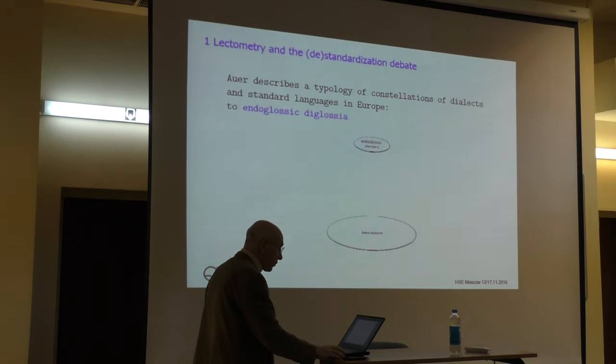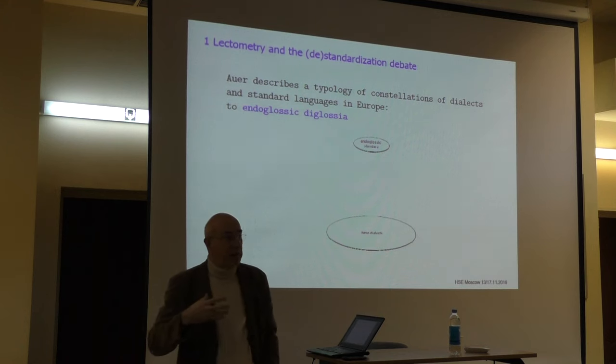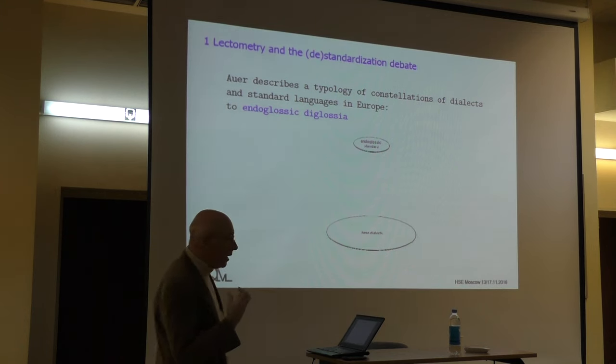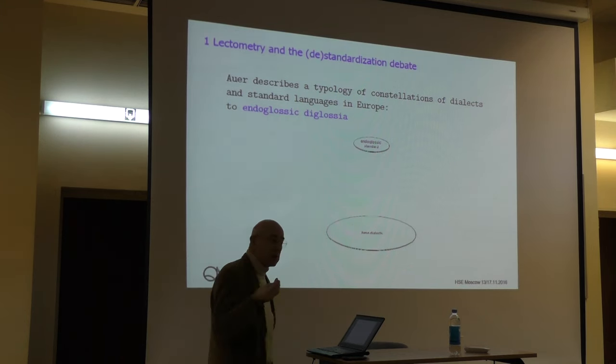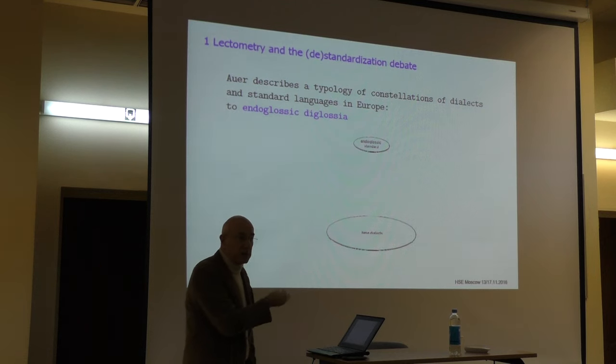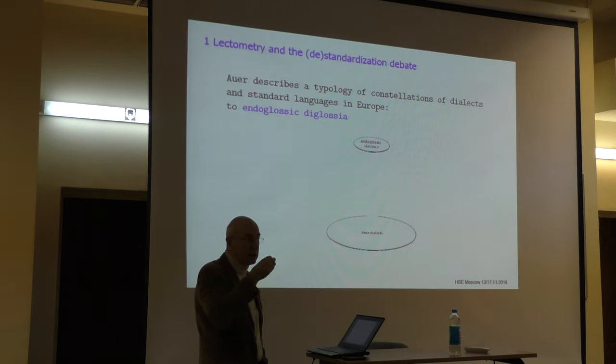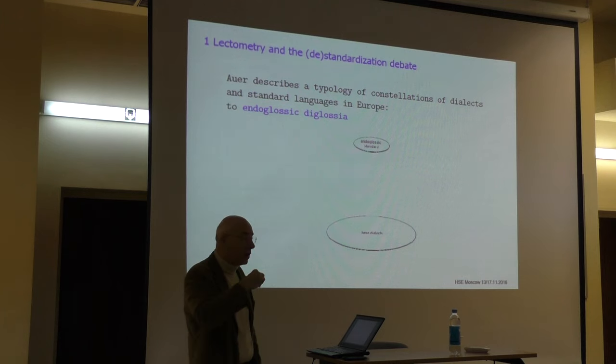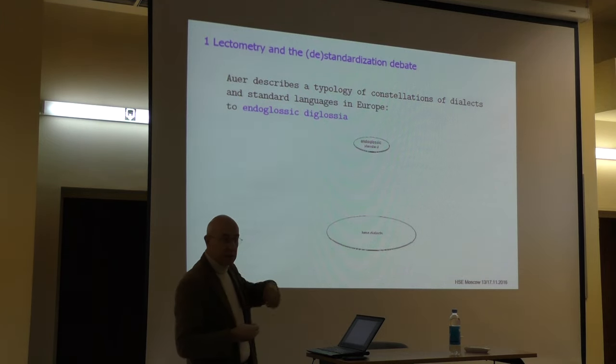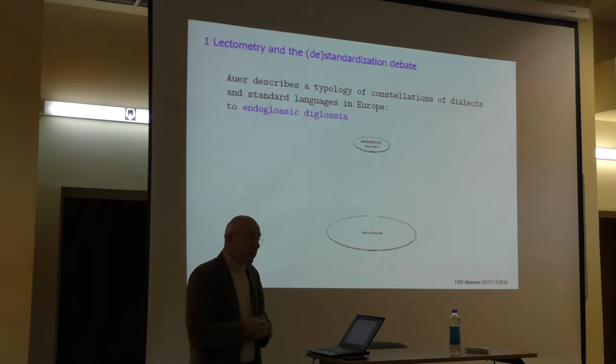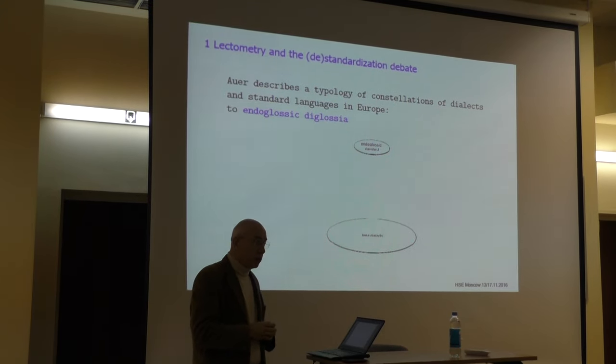Then at one point, and that's what's happening in the early modern period, the exoglossic standard is replaced by endoglossic standards, so standard languages that relate to the base dialects, like picking up a certain form of French.